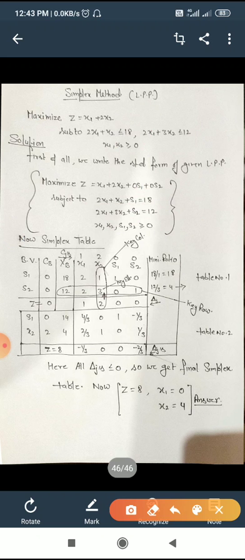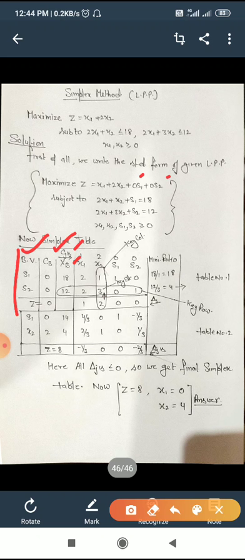In the simplex table we have to make these columns. First one is basic variable, second one CB, then XB and CJ. These are all notation; we can use any other alphabet, but BV is the basic variable, the first column. In basic variable, S1 S2.